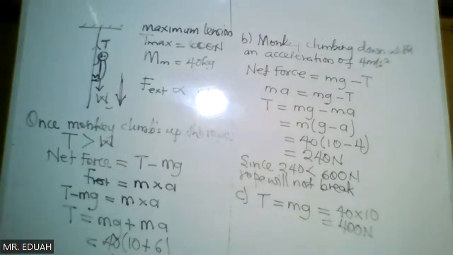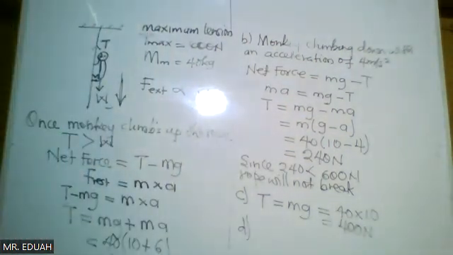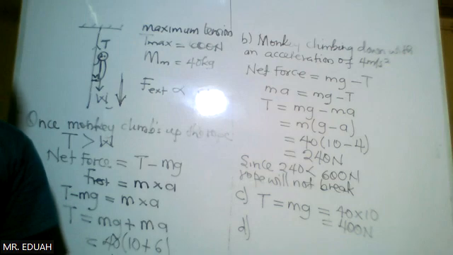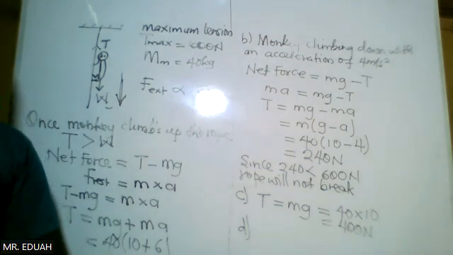When you compare, it is less than the maximum tension. And so the rope will not break. Then D. As for D, the monkey is falling freely from the rope.